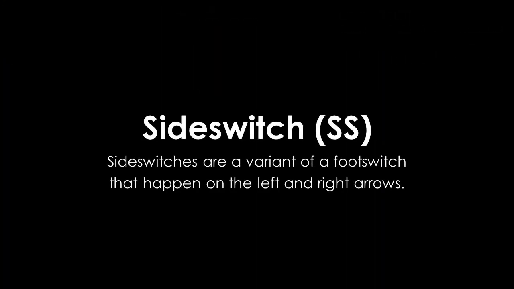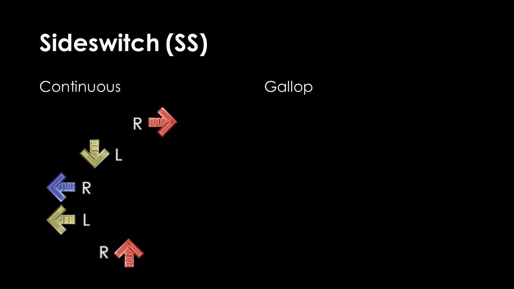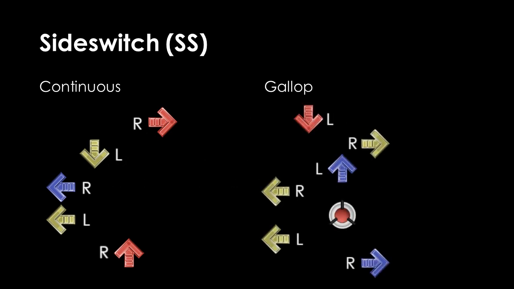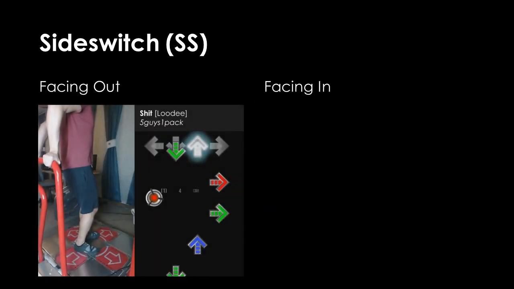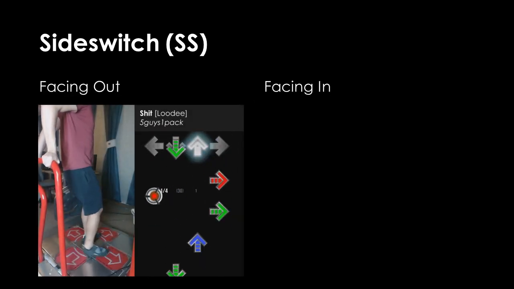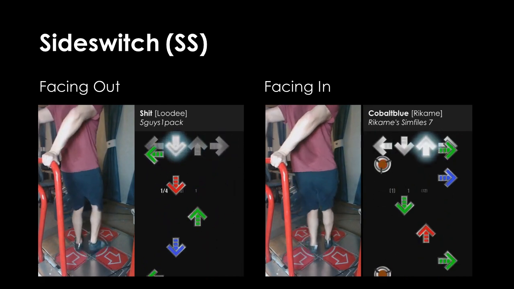A sideswitch is a variant of a footswitch that happens on the left and right arrows. Sideswitches have all of the same characteristics as footswitches. They can be played as a continuous rhythm, or they can be played as a gallop with the space between notes. Just like with crossovers, sideswitches can be played in two orientations. They can be played with your body facing out and away from the center, or they can be played with your body facing in towards the center.